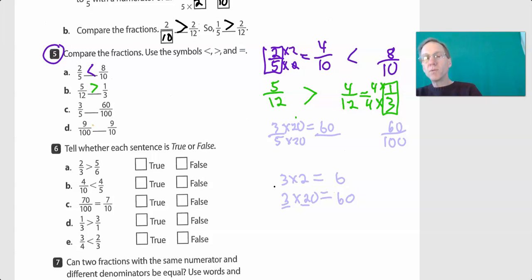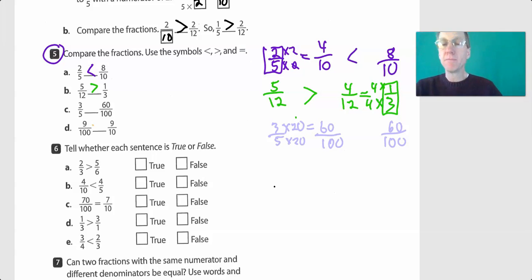5 times 20. 5 times 2 is 10, and a 0. That will give me 100. Whoa, how cool is that? They are equal. And in fact, there are some pretty neat things you can do, because later on you can know exactly how many hundredths 1/5 and 2/5 are. It's just a memorized fact. But for right now, 60 hundredths equals 60 hundredths, and so 3/5 is also equal.